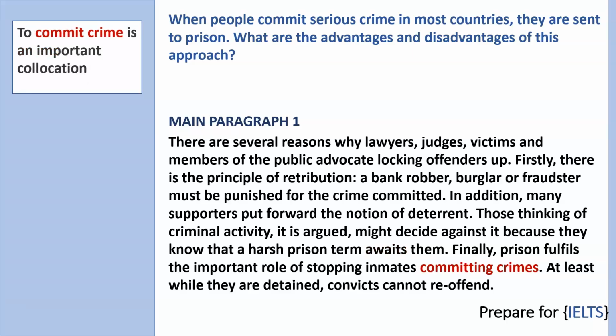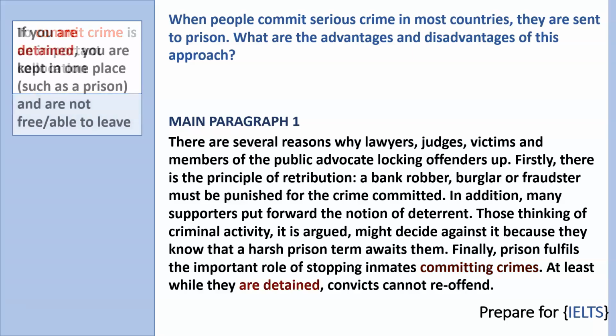To commit crime is an important collocation. Many candidates write to do a crime. This is wrong. The correct verb to use with crime is to commit.